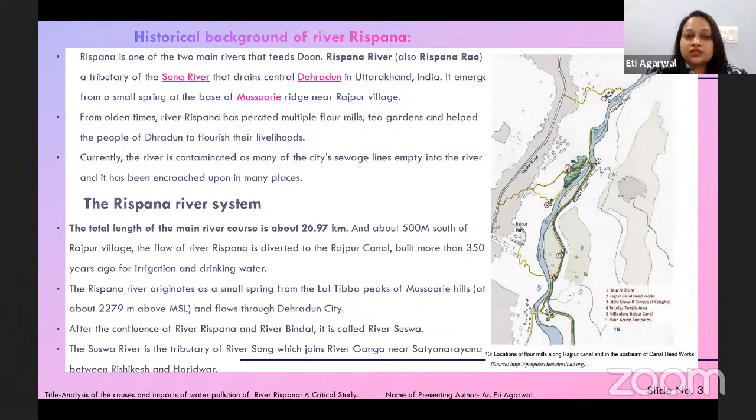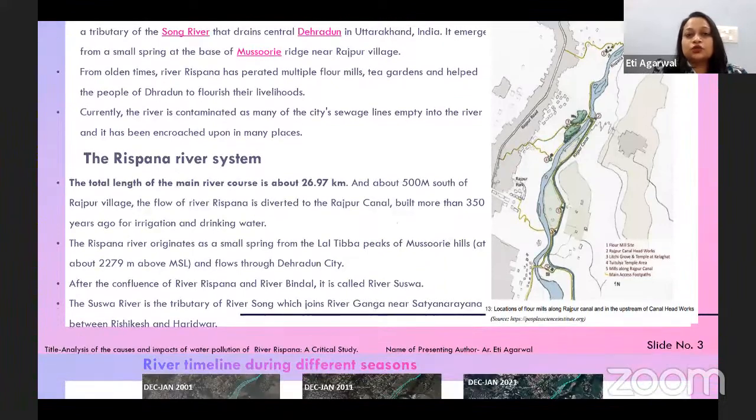So basically, like I said, it originates at Lal Tibba near a small spring, about 2279 meters above mean sea level, and flows directly through Dehradun city. After the confluence, River Rispna and another major river, River Bindal, together are named River Suswa. And River Suswa is again a tributary of River Song, which joins River Ganga near Satyanarayan, and this is the point where it joins Rishikesh and Haridwar.